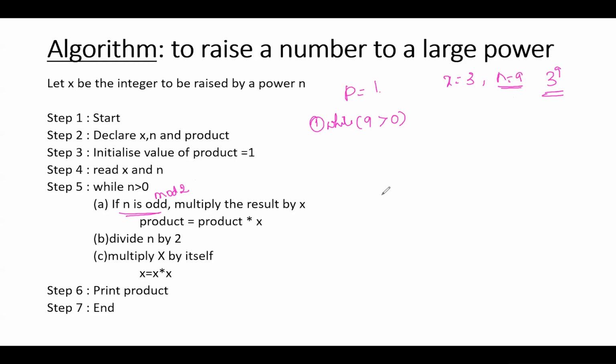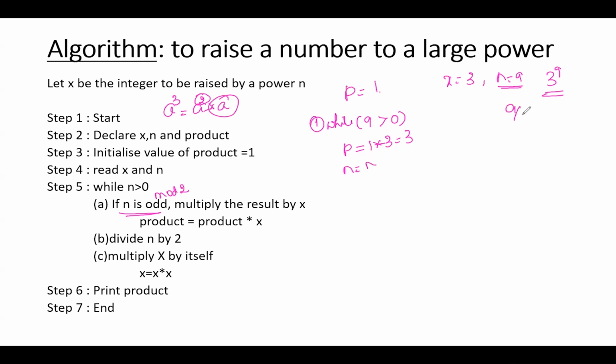Multiply the result by x. So what we are going to do, the moment it is odd, remember whenever we have a to the power 3, we will say that a square into a. So this is what we are doing. We are multiplying the single value to the product and keeping it. So product is equal to product, that is 1 into x value 3, which I'm going to get as product is 3, and then divide n by 2. So why do I need to divide n by 2? Because I want this value. So I will say n is equal to n by 2.